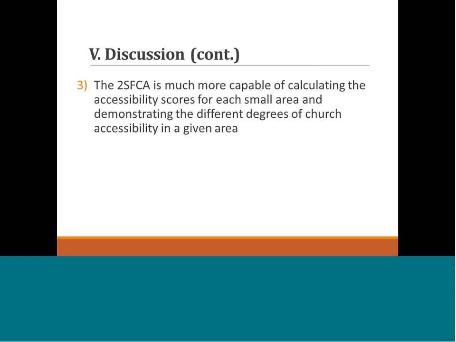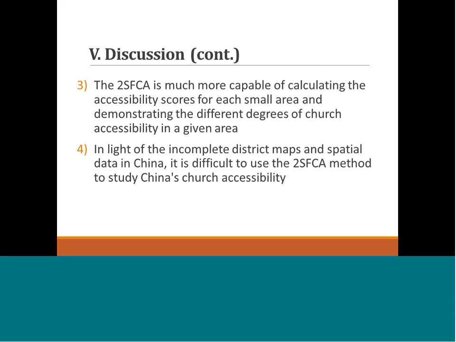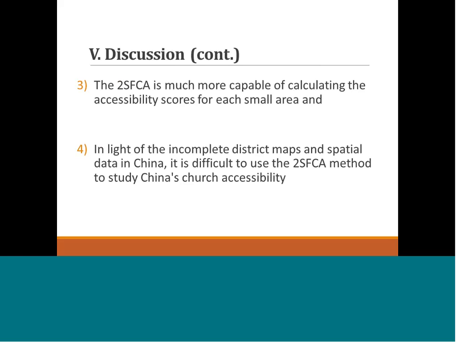One more, two-step also is much more capable of calculating the accessibility scores. Look, NAM cannot do that for each small area and demonstrate the different degrees of church accessibility in a given area. However, in light of the incomplete district maps and spatial data in China, that's all out of our control, right? It's difficult to use the two-step method to study China's church accessibility. So now we are waiting for the next step to get much more accurate district maps.